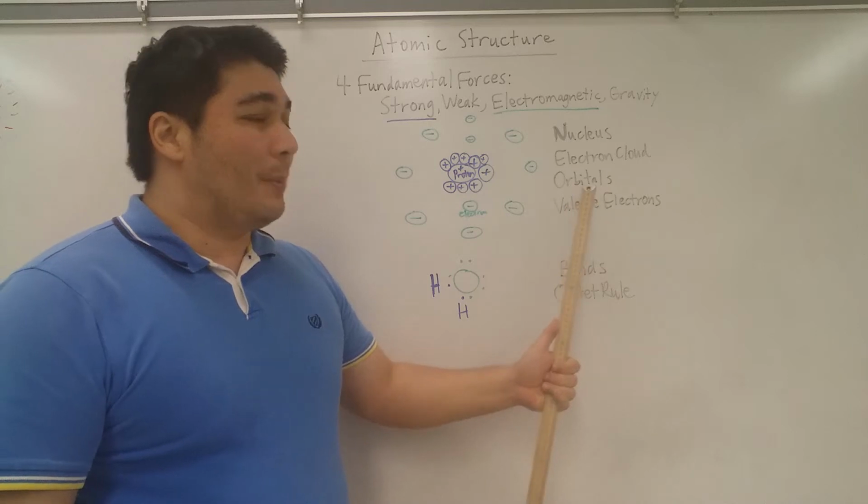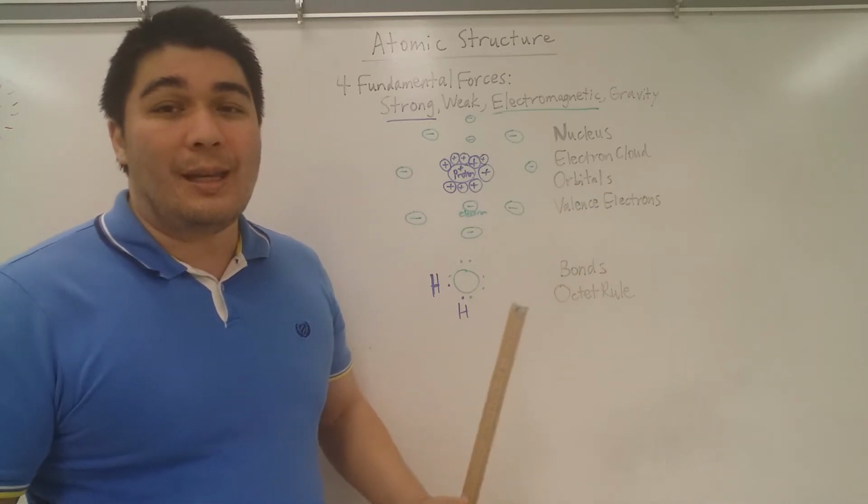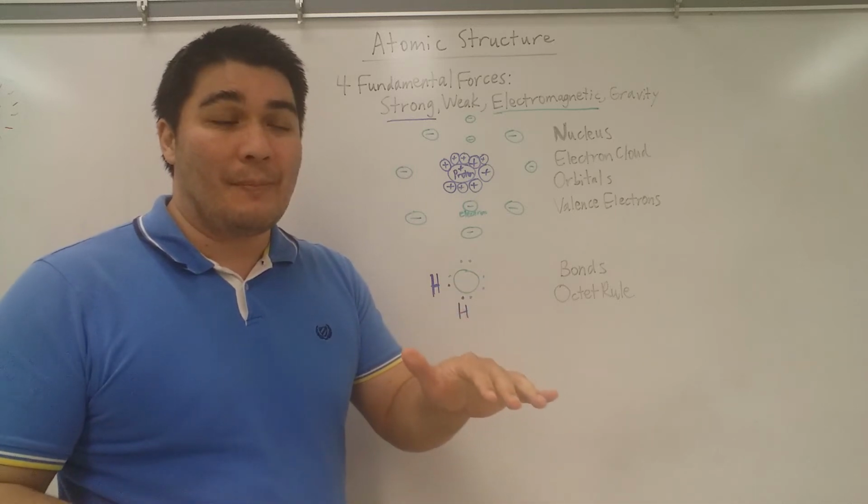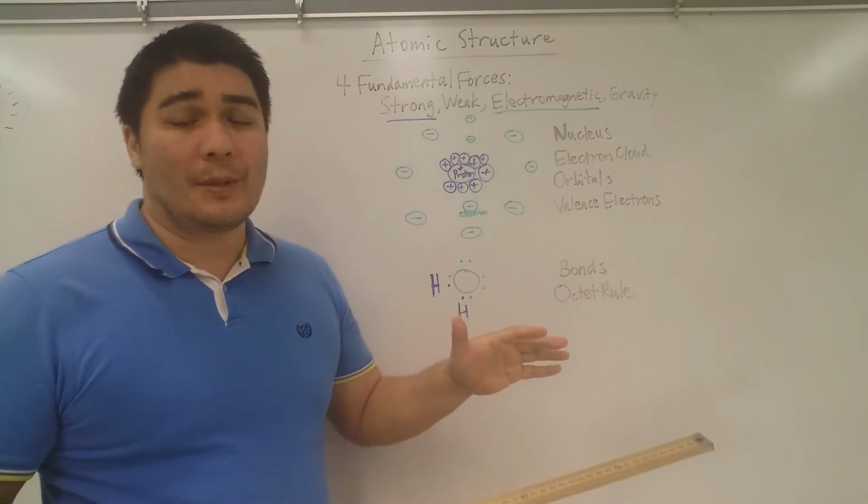Now we move on to orbitals. What are those? They are levels of how close electrons can be. So you have to understand something.